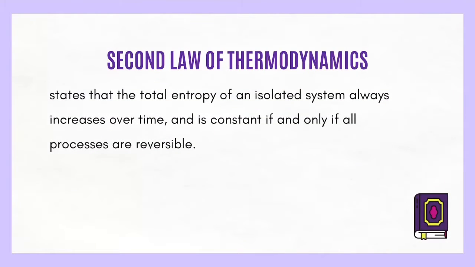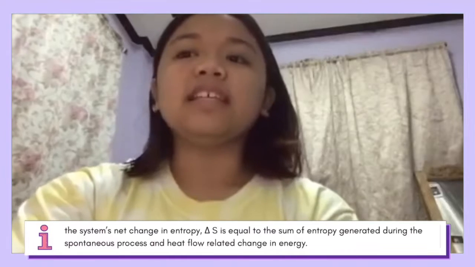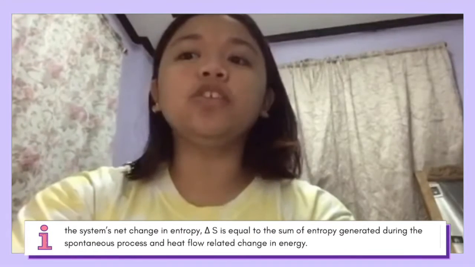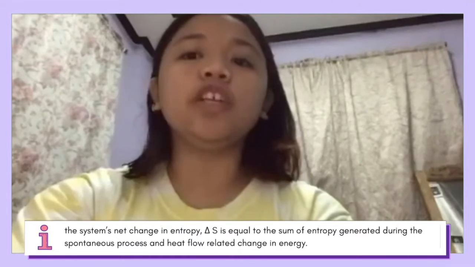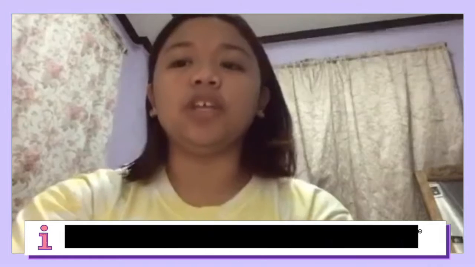For a spontaneous process, the second law of thermodynamics states that the total entropy of the universe always increases. The system's net change in entropy is equal to the sum of the entropy generated during the spontaneous process and the heat flow-related change in energy.